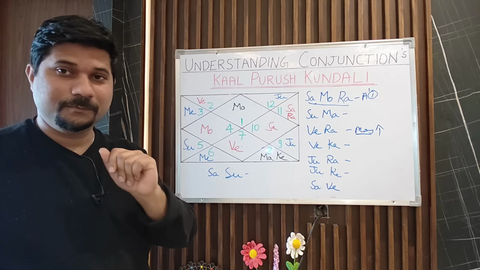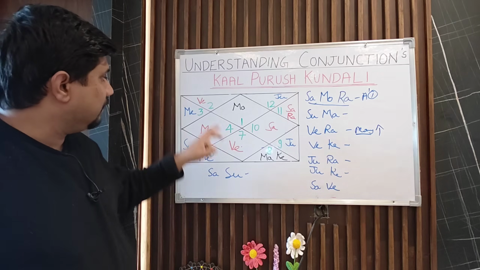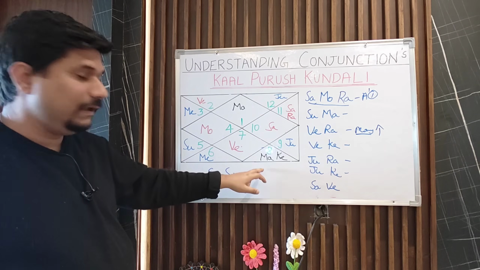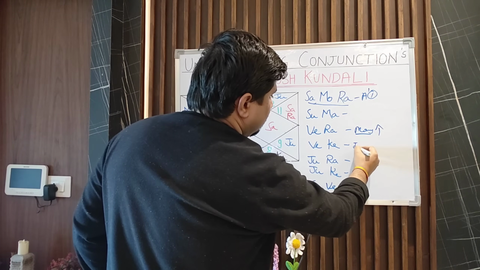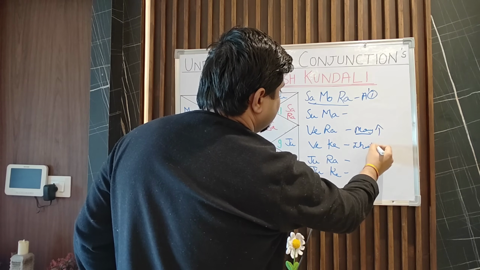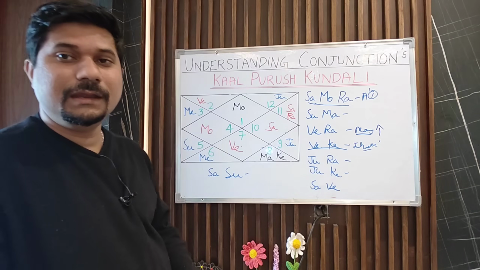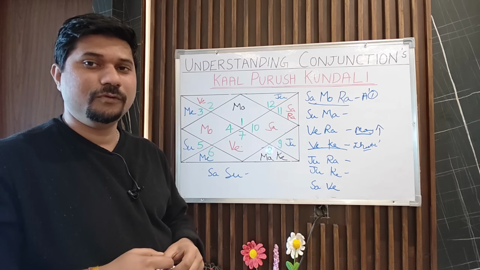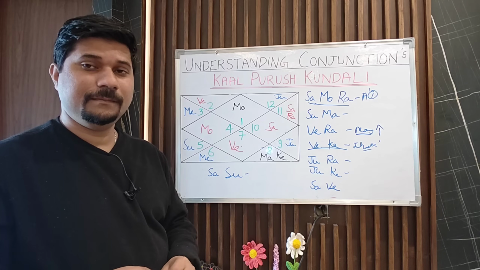Similarly with Venus and Ketu. Now look here, Venus is gaining control over the second and Ketu is the 8th house Lord. It means something related to inheritance. So whosoever is having Venus and Ketu in the chart, they are having certain inheritance problems in their horoscope or in their life. Certain disputes over the inheritance.